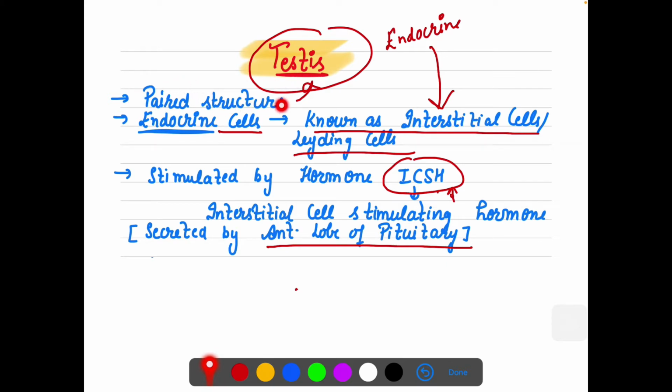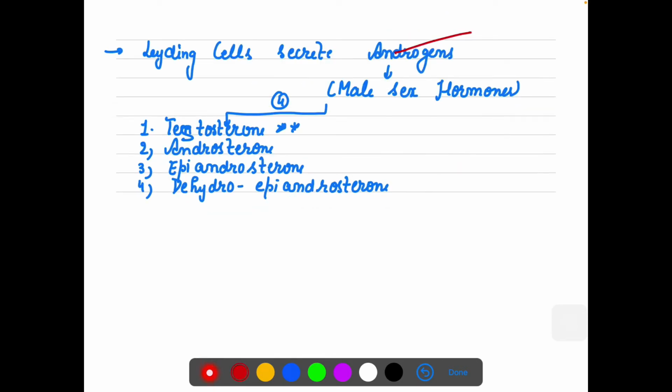Testis is the primary organ in the male reproductive system. It is a paired structure, and its endocrine part has leydig cells which get stimulated, which get activated by the hormone ICSH. So who is releasing this ICSH? The anterior lobe of pituitary. So this stimulating hormone is released by the anterior lobe of pituitary. When leydig cells get stimulated, who is stimulating them? ICSH secreted by the anterior pituitary. They will go to leydig cells.